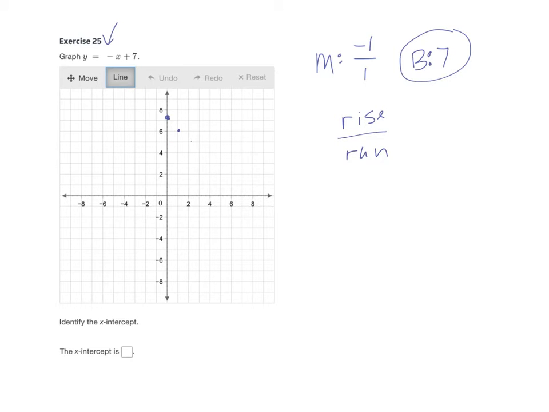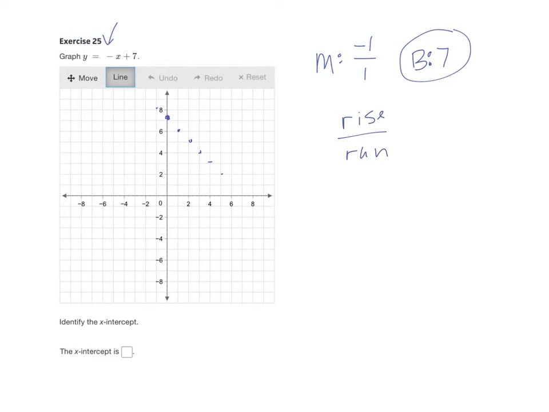Right? And we can just keep repeating that. Down 1, right 1, down 1, right 1, and so on. And then if we come back up here to the top, what's the opposite of going down 1, right 1? The opposite of going down 1, right 1 is going up 1, left 1.